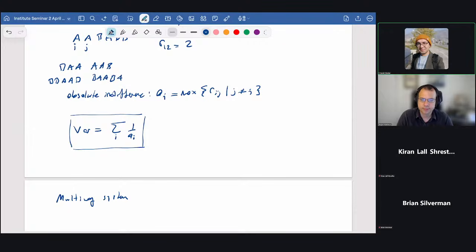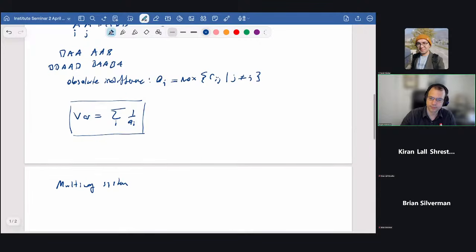I also mentioned that instead of using 1 over AI, you may use some monotonically increasing function. So that would still do the same, but we are using this one. It's also useful that this is a rational number because AI is like integers. So that's also useful.